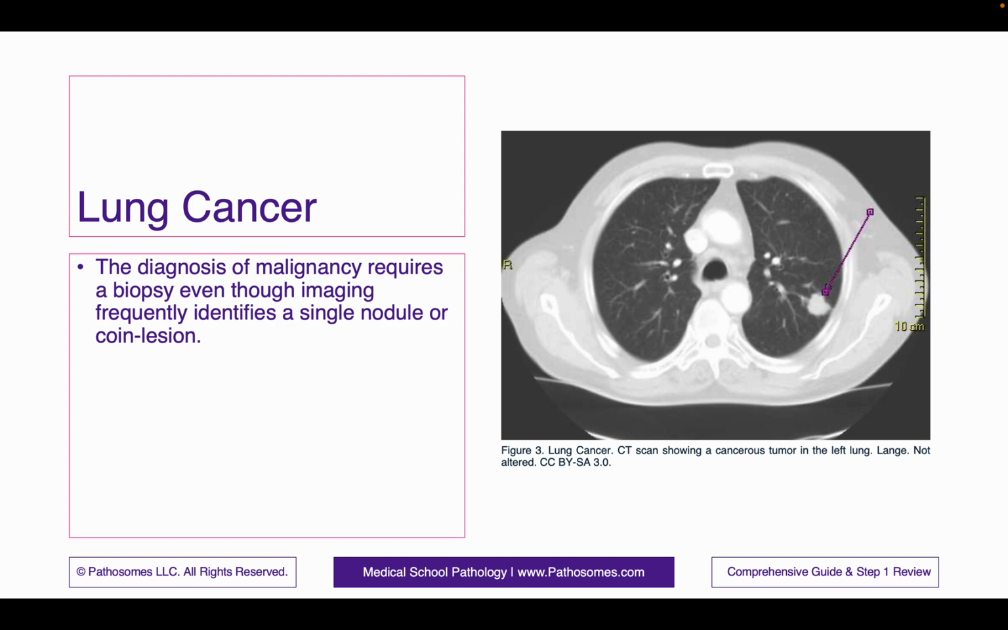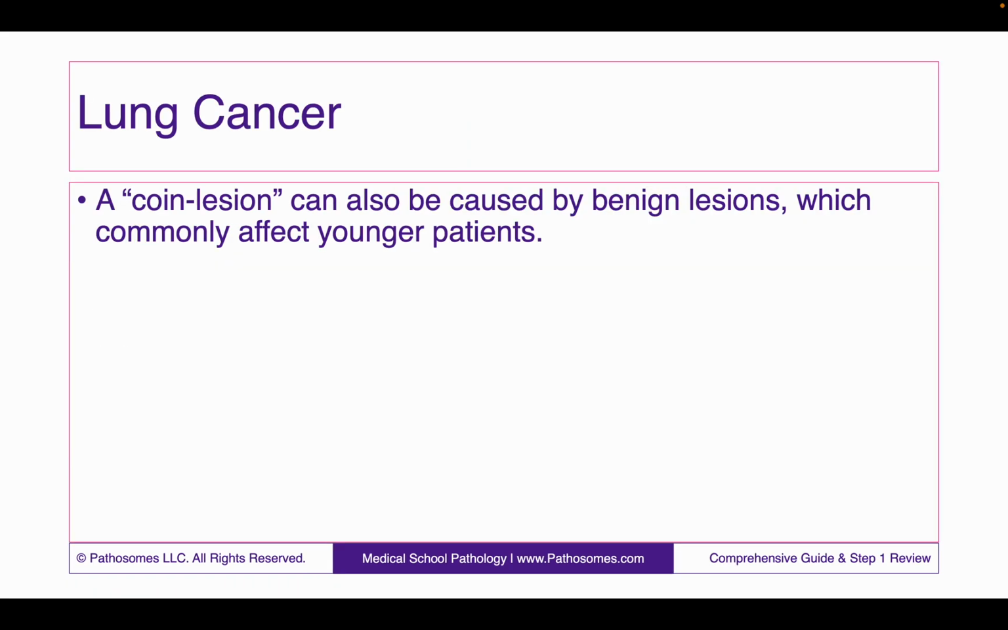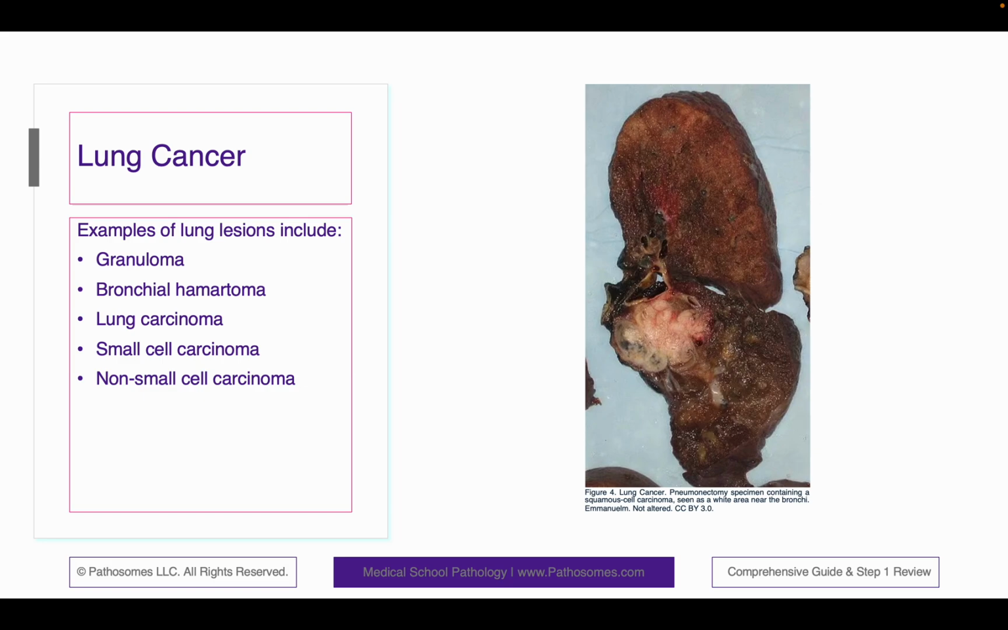Keep in mind that the diagnosis of malignancy requires a biopsy, even though the imaging frequently identifies a single nodule or a coin lesion, as you can see here in this accompanying CT scan image. A coin lesion can also be caused by benign lesions, which commonly affect younger patients. Examples of lung lesions include granulomas, bronchial hamartomas, and lung carcinomas, including small cell carcinoma and non-small cell carcinoma.